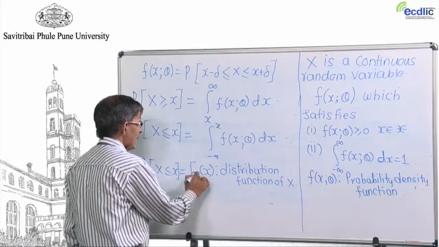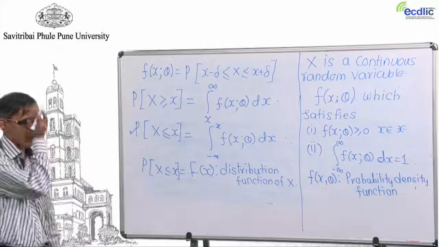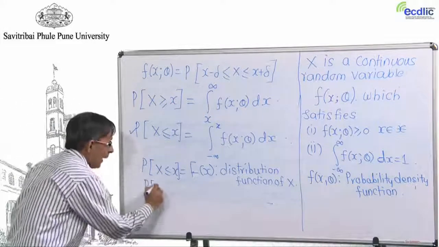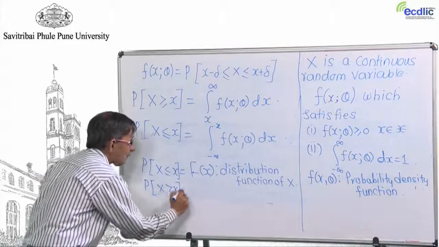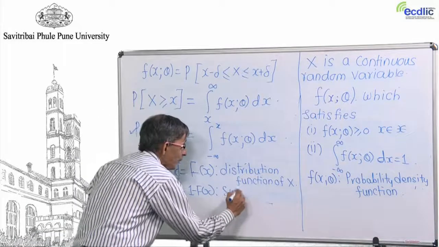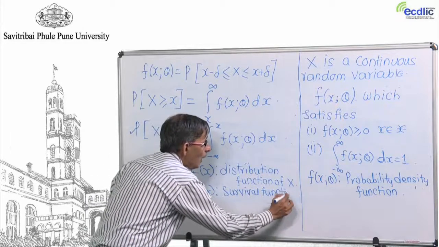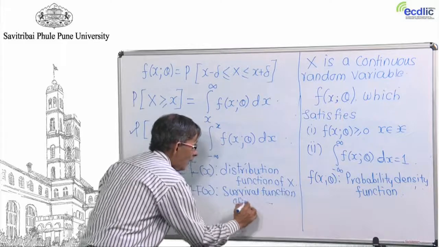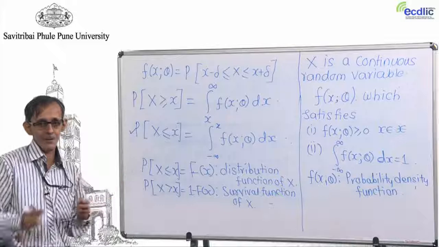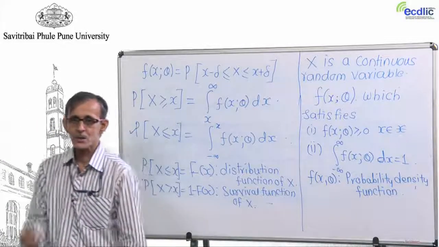Obviously, when you have a continuous random variable, it is computed like this. When you have a discrete random variable, it is computed like a sum. Whereas the probability that x is greater than x will be 1 minus F(x), which is called the survival function of x. And this is the quantity which is normally used in reliability.